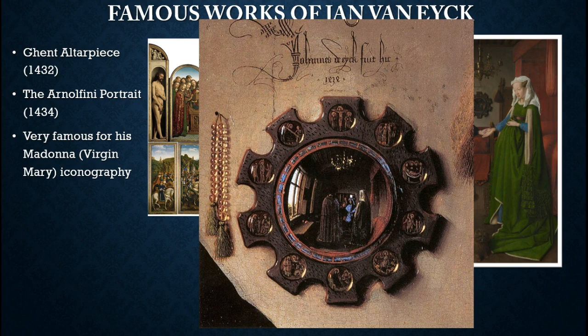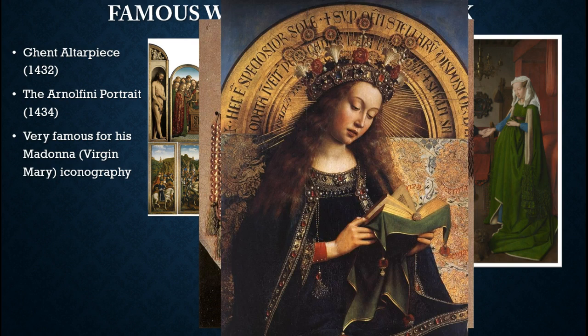This image is most likely depicting a wedding scene or a betrothal, an engagement, and contrary to popular opinion, the woman is not pregnant. She is holding up her dress and skirts to show off how expensive the fabric was and the layering of the cloth beneath. Jan van Eyck was best known for his religious iconography and his series of Madonna, Virgin Mary paintings, which again highlight Van Eyck's incredible skill at realism and using perspective.